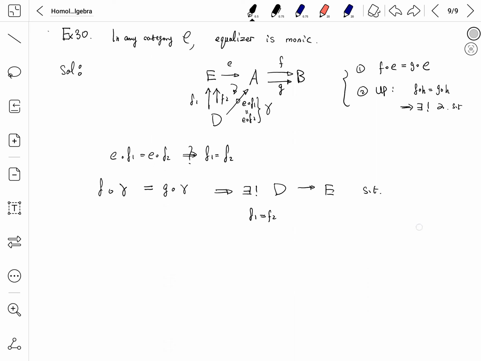Okay, as a corollary, this tells you that the kernel of any map in any category, if it exists, is a monomorphism.